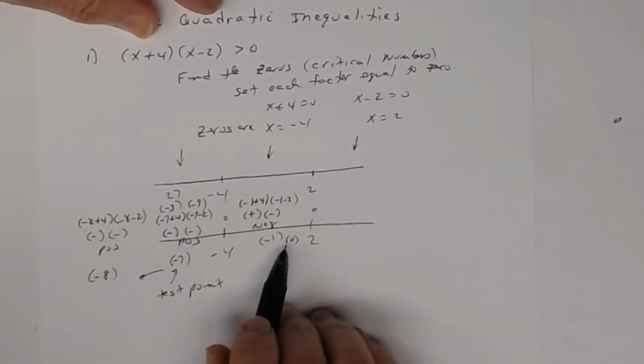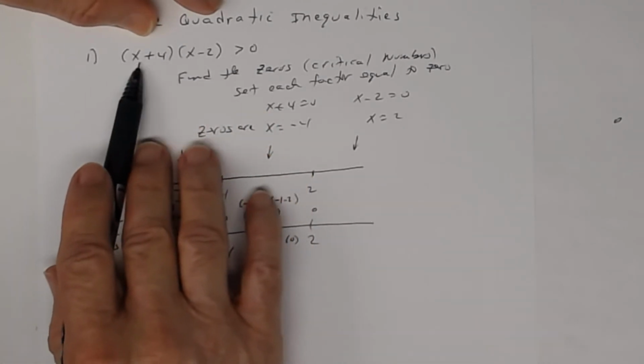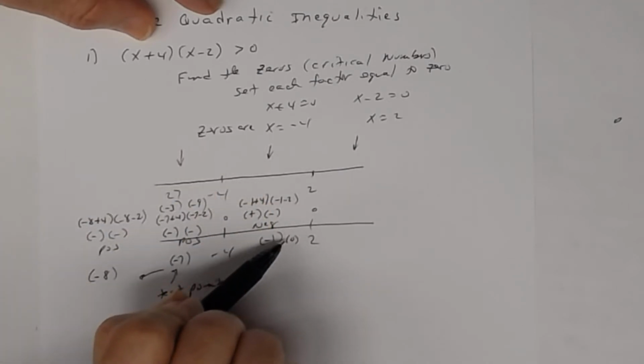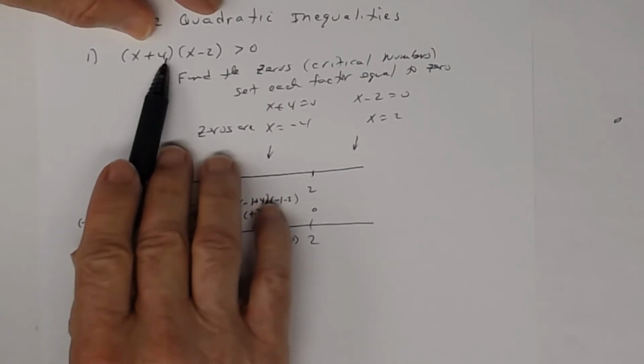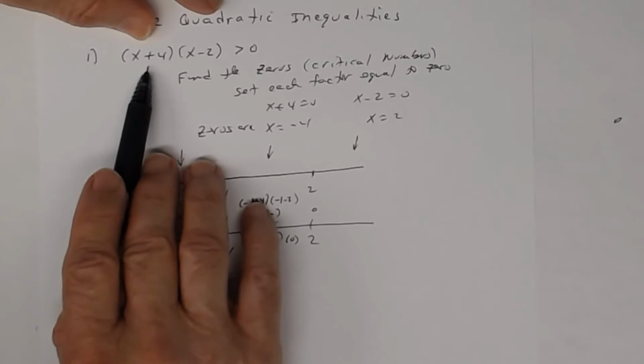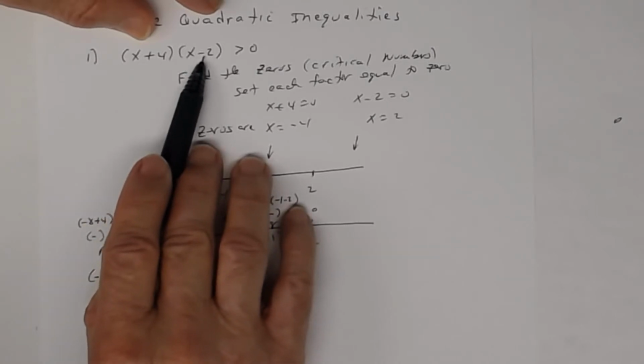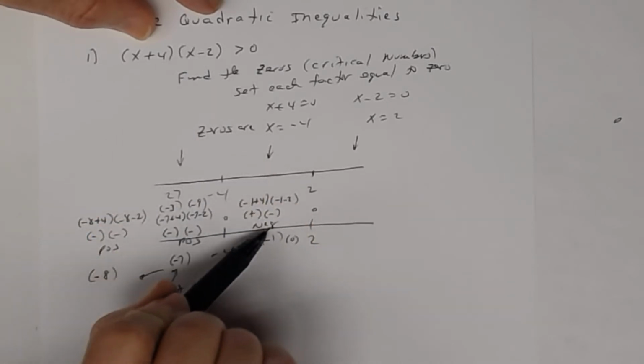So if you want to try 0, watch. I'm going to do it here. Listen carefully. If you use test point 0, watch. 0 plus 4 is 4, right? That's positive. 0 minus 2 is negative. Positive times a negative is a negative.